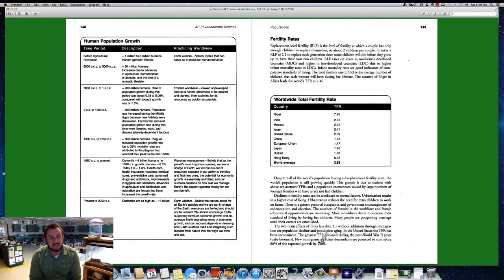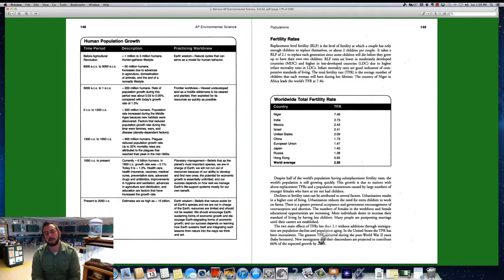In 1300 to 1650, we had 600 million, so we grew by 100 million there. Plagues reduced population growth rates by up to 25%. So that's why we slowed in growth there. And then those plagues reached their peak around the mid-1600s. So after the 1600s to the present, we currently have 6 billion humans. We jumped hugely in just that last jump there. From 0.1%, today it's 1.3%. So healthcare and health insurance, vaccines, medication, Medicaid, Medicare, preventative care, advancement in drugs, all those things have helped our population explode.